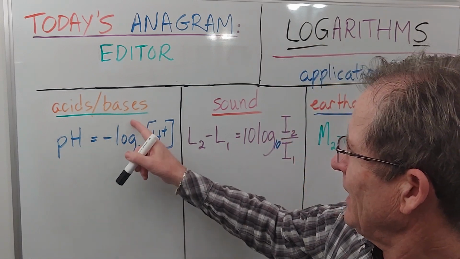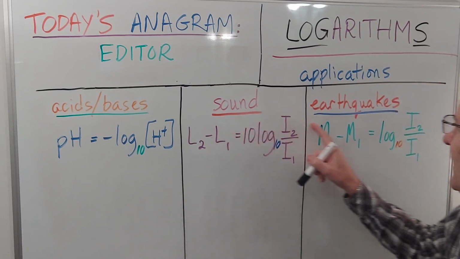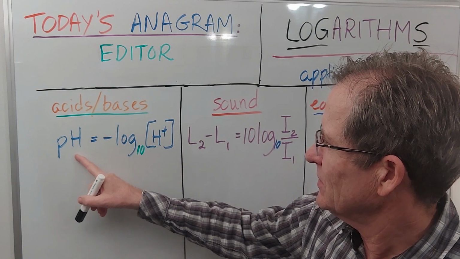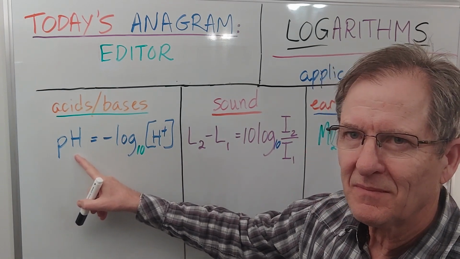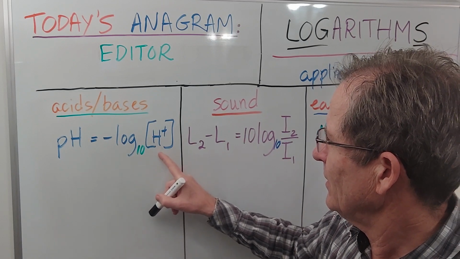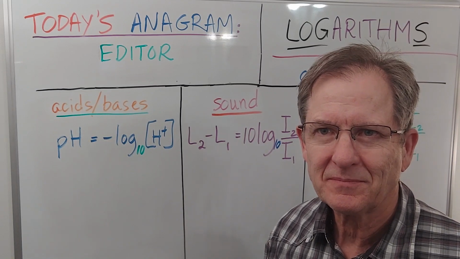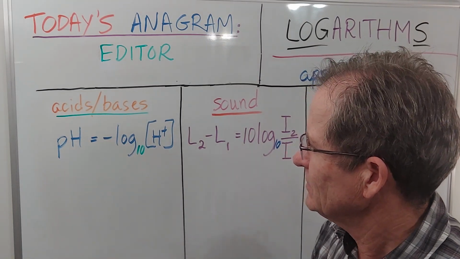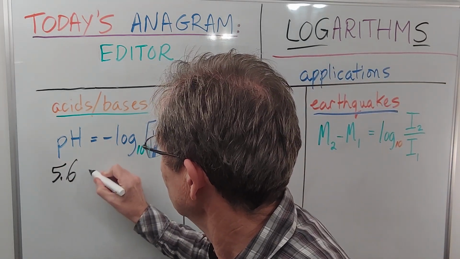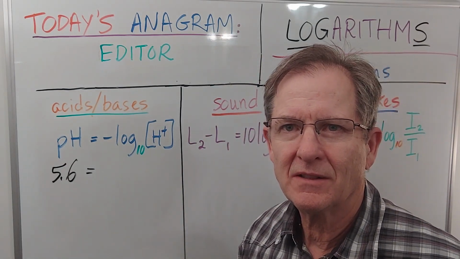Okay, let's talk about acids and bases, sound, and earthquakes. There's an equation for the pH of a solution, which is negative the log to the base 10 of the concentration of the protons in the solution in moles per liter. You've probably heard of pH. So let's say, for example, the pH is 5.6, and we want to calculate the concentration of the protons.